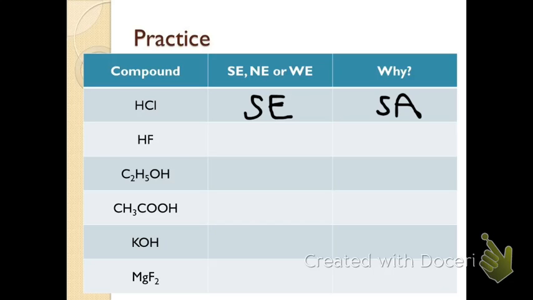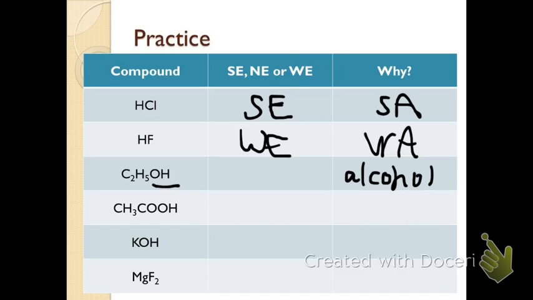HF, also an acid. Is it a strong acid? Well, I check my list of 6, and it's not. Once I know it's a weak acid, I also know it's a weak electrolyte. C2H5OH. I notice this OH group, and I notice it doesn't start with a metal. That means this is an alcohol. If it's an alcohol, then it's a non-electrolyte. It will not conduct electricity.